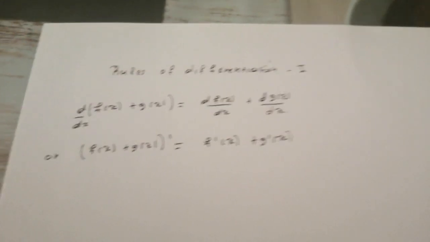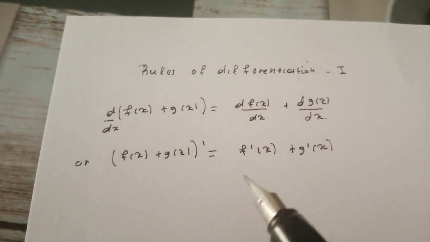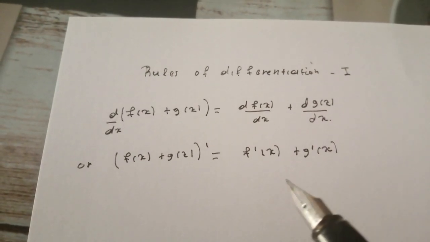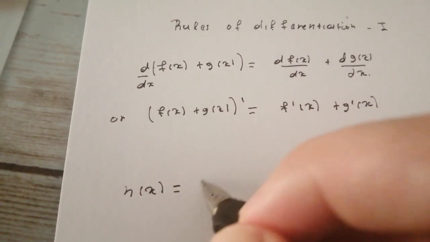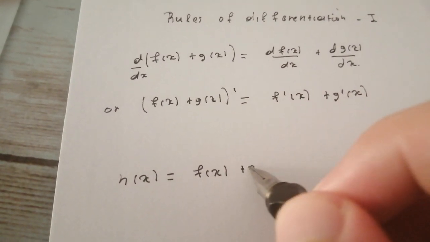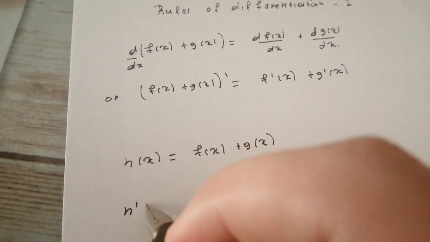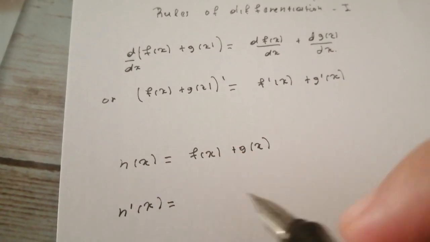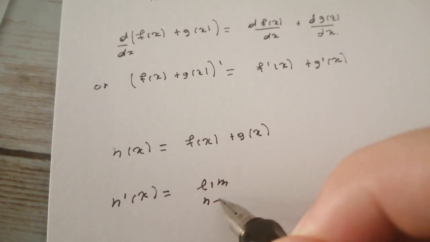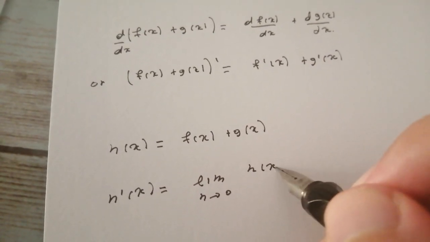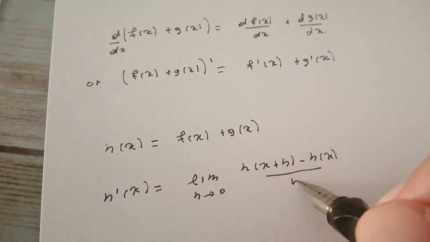We are going to show how we end up with this result, and in order to do the proof, we will use the definition of the derivative. So we will take the function h of x, which is the sum of the two functions, f of x plus g of x. The derivative of the function with respect to x, we know that by definition we use the limit as h goes to 0 of h of x plus h minus h of x over h.